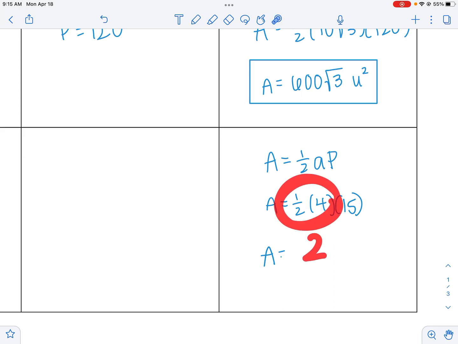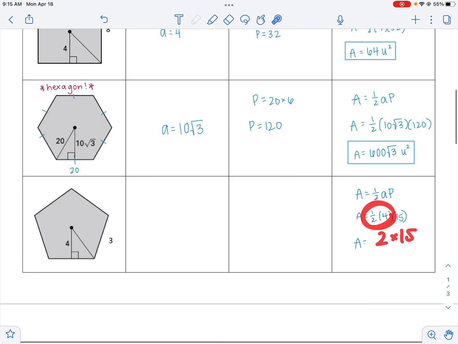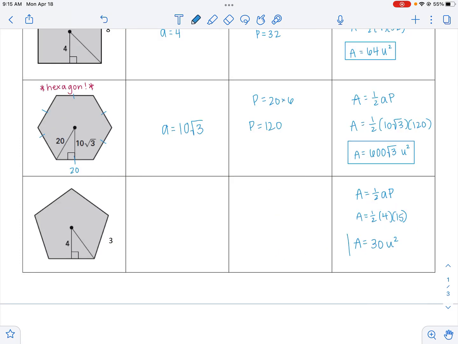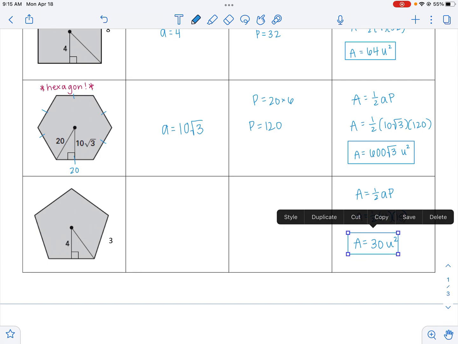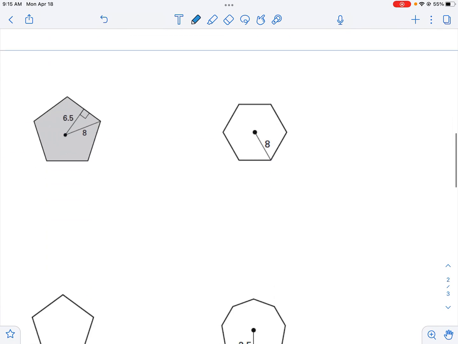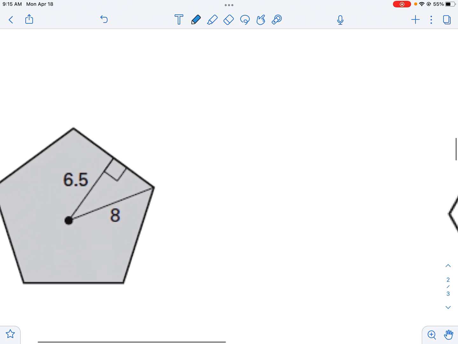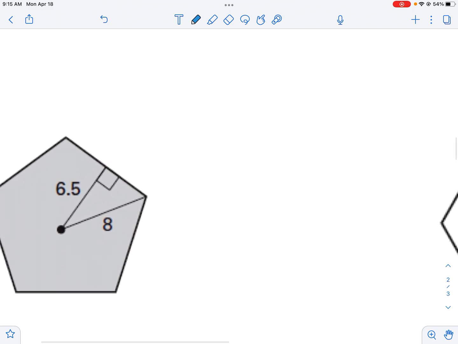And I like to try to do as much mental math as possible. So if you ask yourself, what's half of 4? Half of 4 would be 2. 2 times 15 would make the area of this pentagon 30 units squared. And that's how we find the area of regular polygons. Regardless of pentagon, hexagon, heptagon, octagon, it does not matter. We should be fine either way. So let's take a look at just a few more. As long as you can figure out the perimeter and apothem, you're good to go.